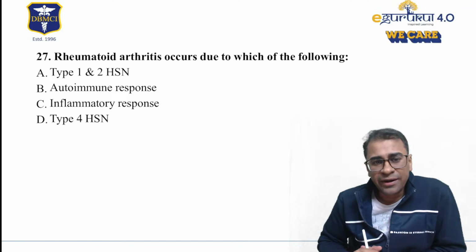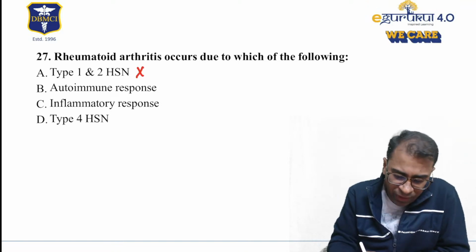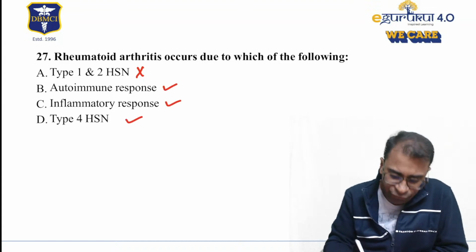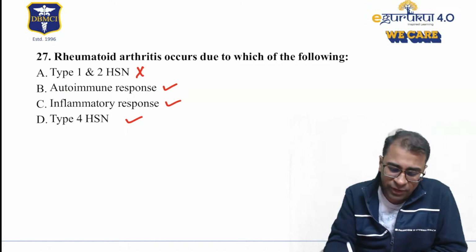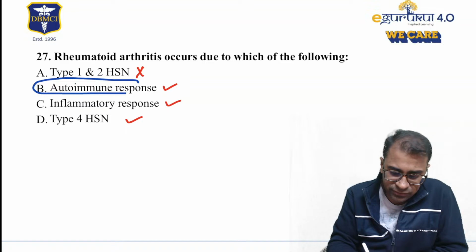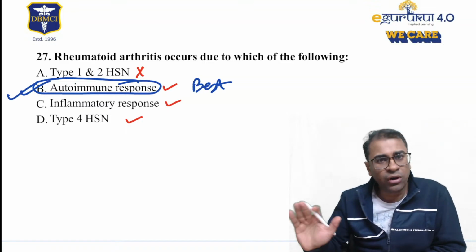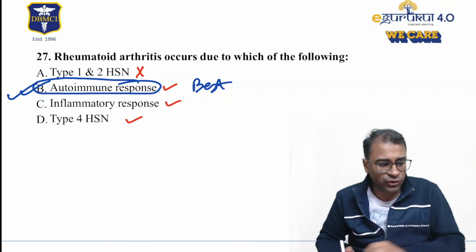अच्छा, HLA occurs to each of the following. This is a big confusing question. देखो, it cannot be 1 and 2, ये पक्का है. It can be autoimmune, it can be inflammatory, it can be type 4 also. But I have to choose only one option. The best suitable answer here is autoimmune disease. It can be B, C, D all, but if you have to choose one single answer, the best answer is autoimmune disorders.